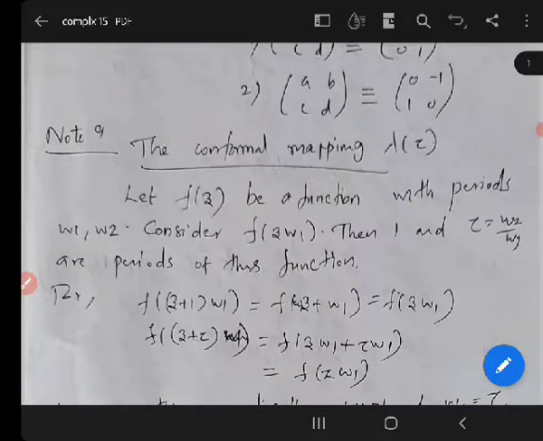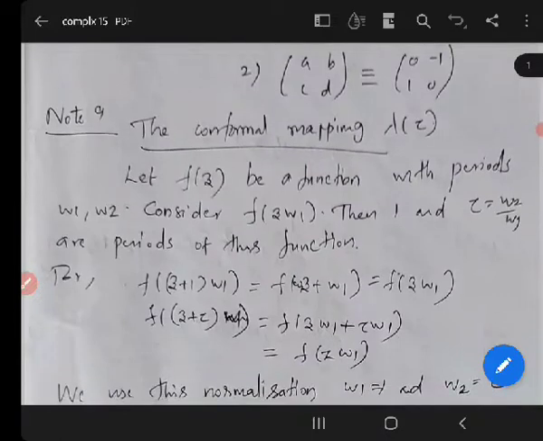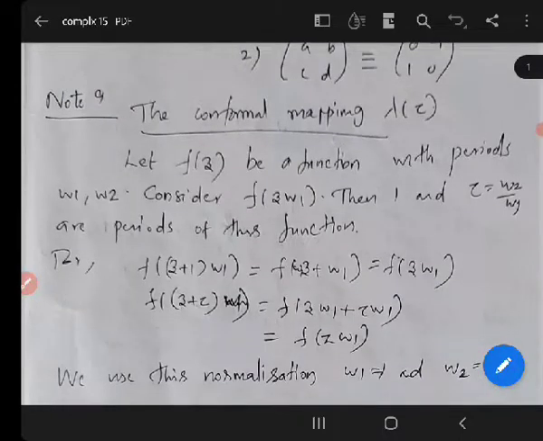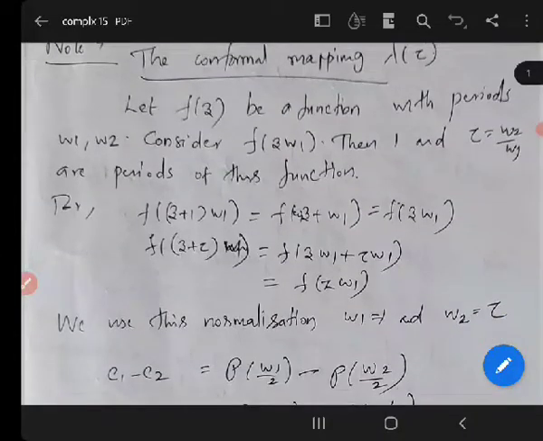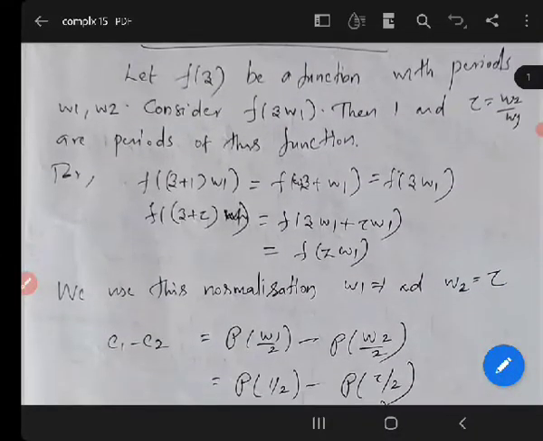So let f of z be a function with periods omega 1 and omega 2, and we consider the function f of z omega 1. Note that 1 and tau equal to omega 2 by omega 1 are both periods of this function, because if you replace z by z plus 1, then f of z plus 1 omega 1 is nothing but f of z omega 1 plus omega 1, which is equal to f of z omega 1, because omega 1 is the period of f.